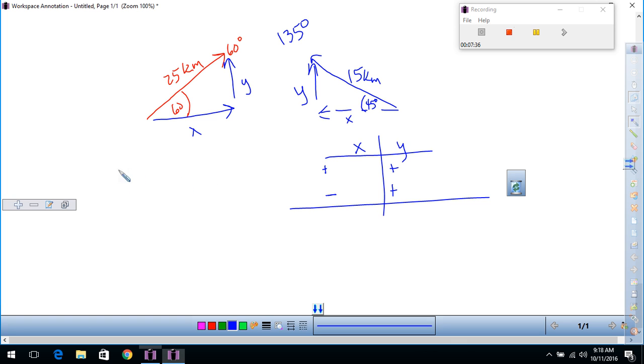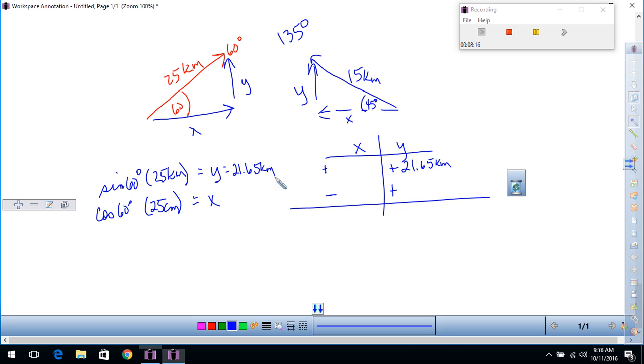Okay, so this one we'll do first. So we're going to say sine of 60 degrees times 25 kilometers is equal to our Y, and then cosine of 60 degrees times 25 kilometers is equal to our X. So I punch those in the calculator. So I'm going to do sine of 60 degrees times 25, and I got 21.65 for my X. And that means that this is 12.5. And they're both positive, so I'm going to write those down.